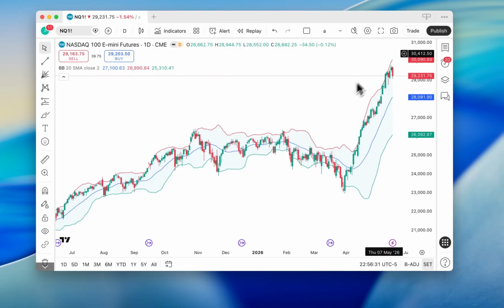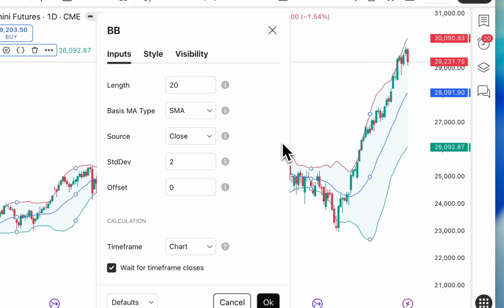Now, double-click the indicator to open its settings. The default 20-period length and 2 standard deviations work for most charts, but for shorter time frames, try 20 and 1.5, and for longer trends, try 50 and 2.5.